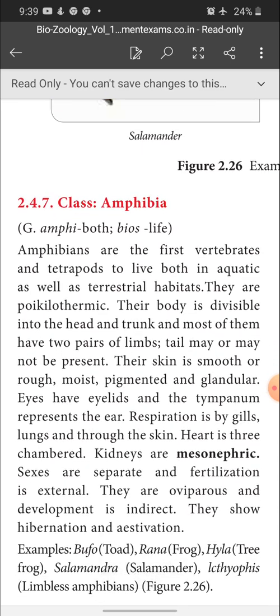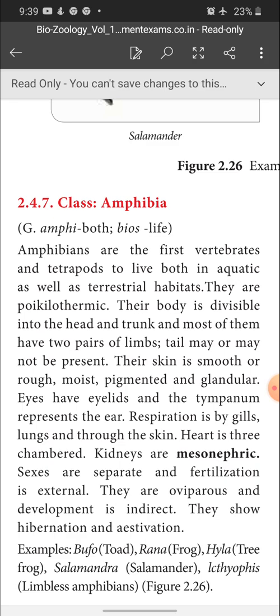Next we are going to see tetrapods. Under tetrapods, class amphibia. You know, amphi means what? Two. They live in water as well as on land, and those animals are called amphibians, the animals coming under the class amphibia. Amphibians are the first vertebrates and tetrapods to live both in aquatic as well as terrestrial habitats. They are poikilothermic.